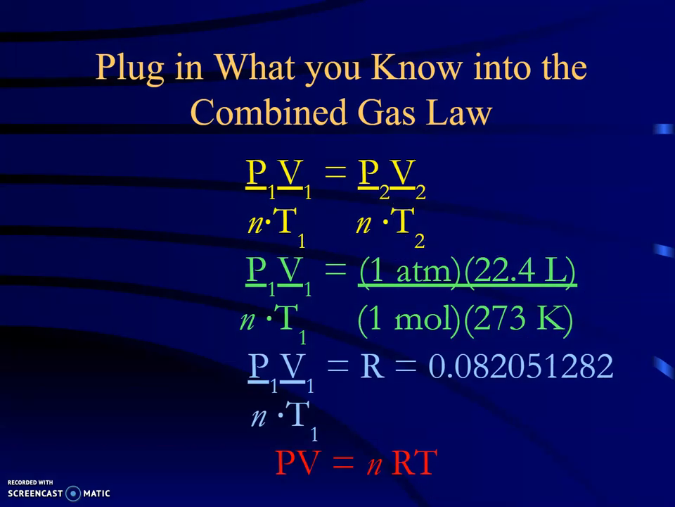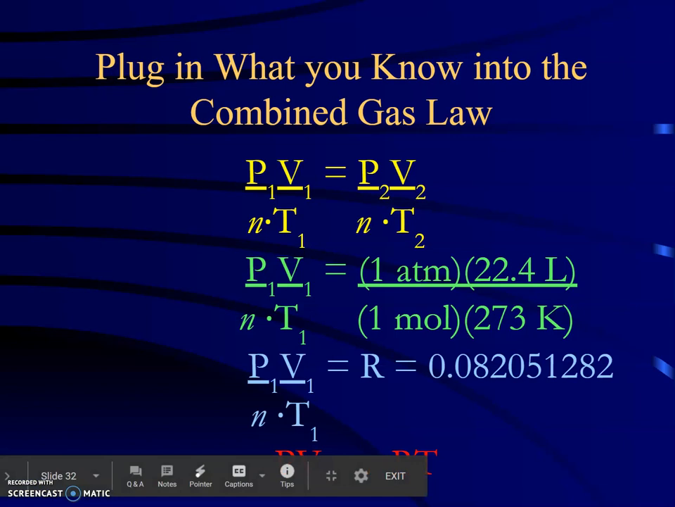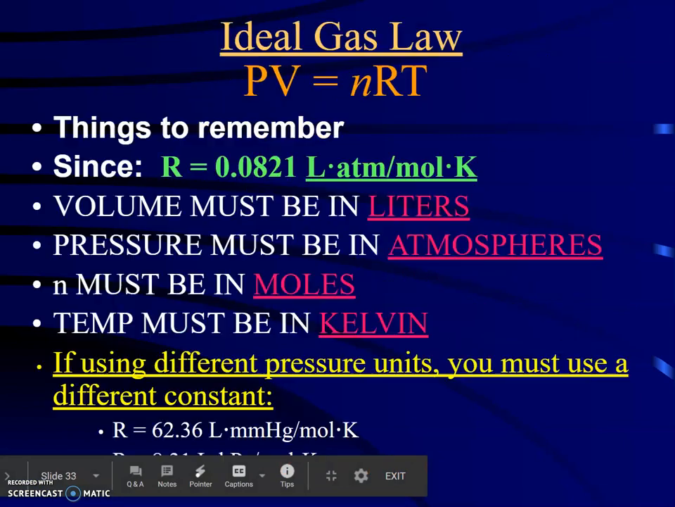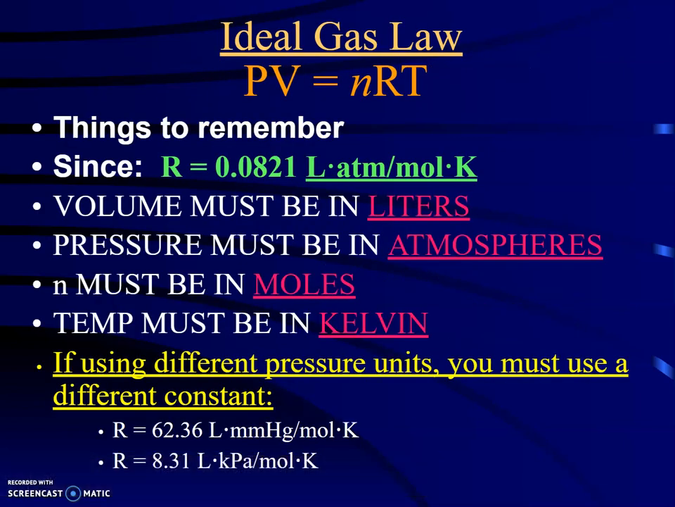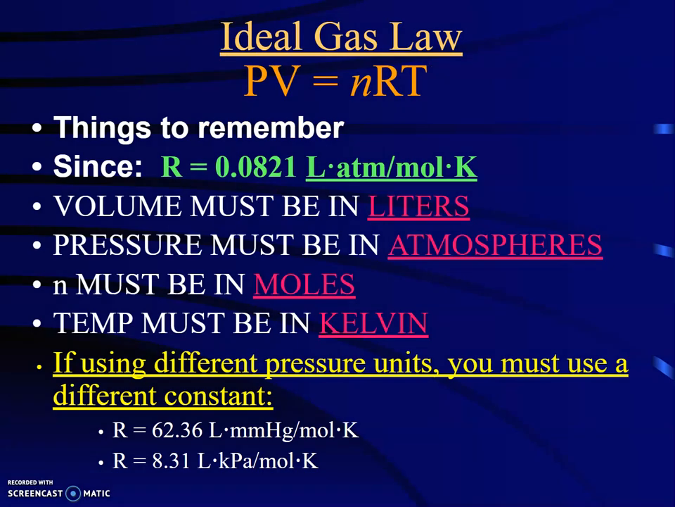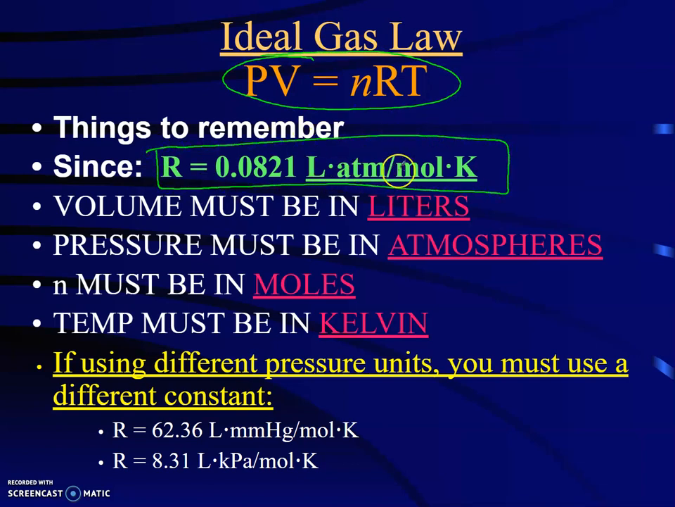PivNert, please don't say pervert. PivNert and PV equals nRT. Okay, but really important to remember is that if you are using PV equals nRT and our gas law constant of 0.0821 liter atmospheres per mole Kelvin, you must be in liters. You have to be in atmospheres. You have to be in moles, not grams, and obviously Kelvin.